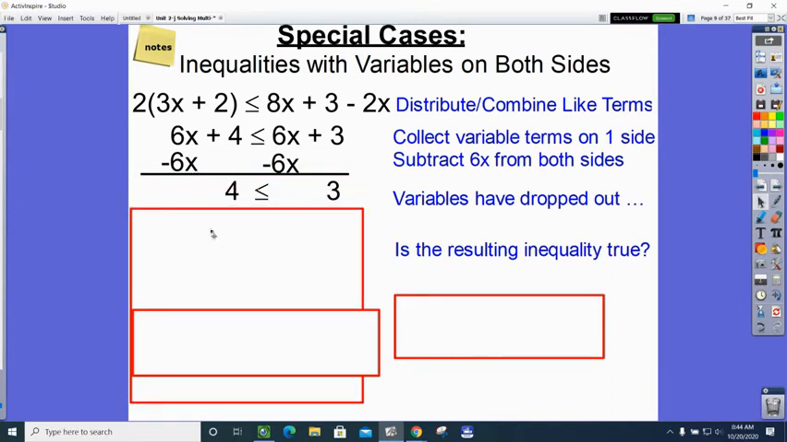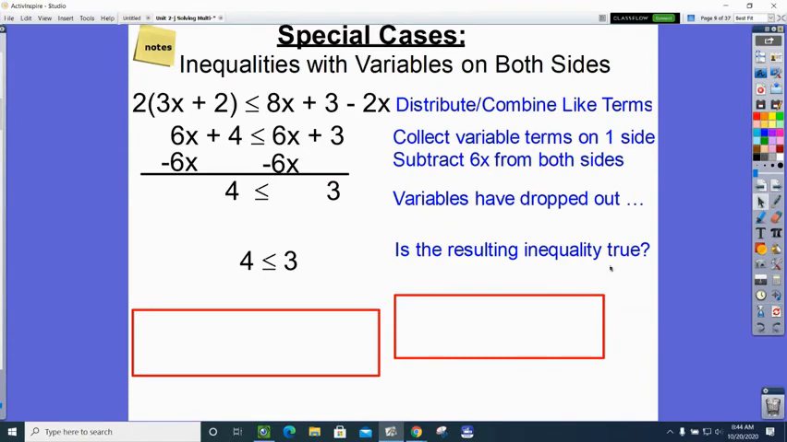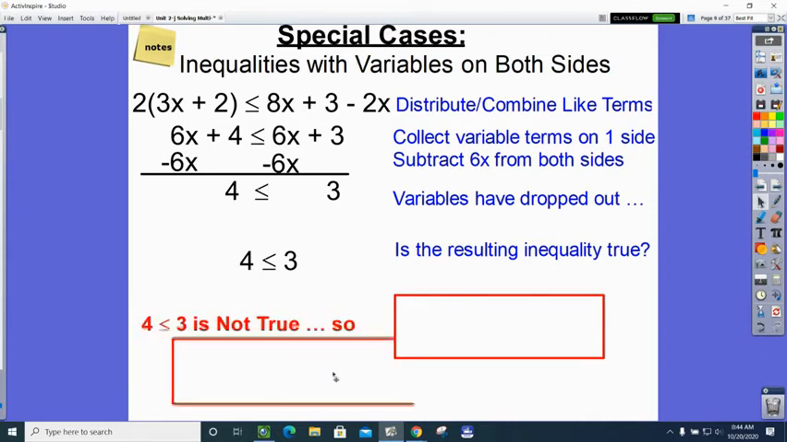And there is nowhere in the universe where 4 is less than or equal to 3. Is that resulting inequality true? And the answer is no. So what is your solution? Well, there isn't one. It's a no solution.